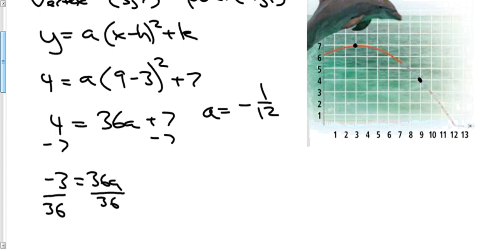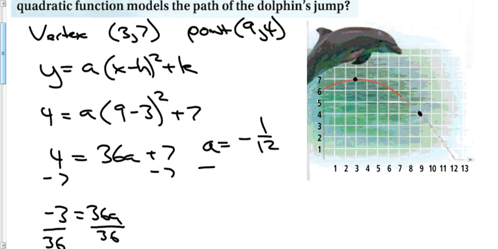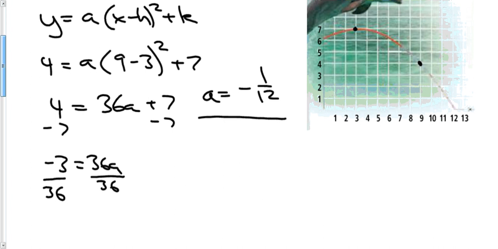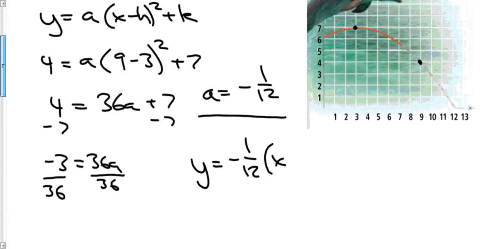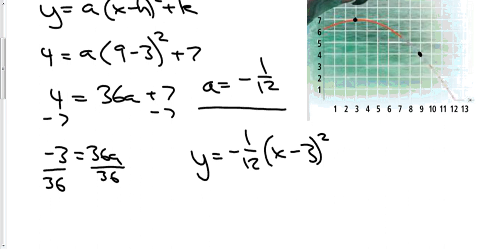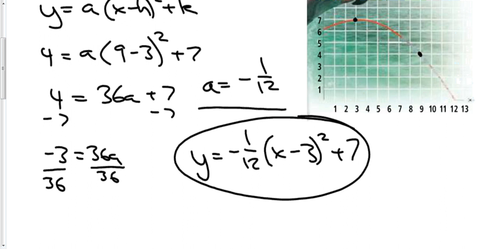Using a and my vertex, I can now plug the right numbers into vertex form. So y is going to equal negative 1/12 times x minus 3 squared plus 7. And that is the vertex form of my parabola.